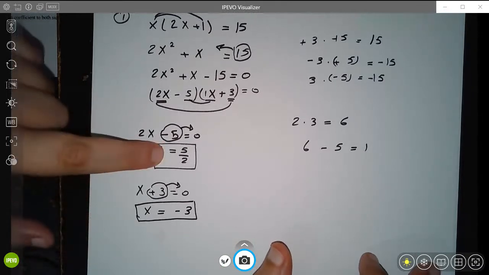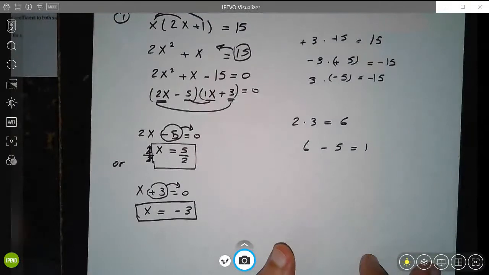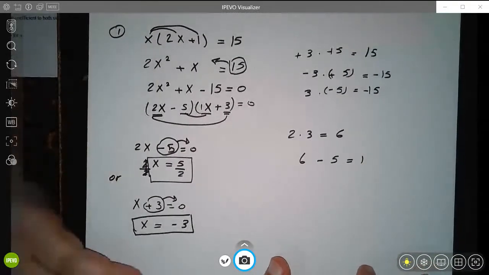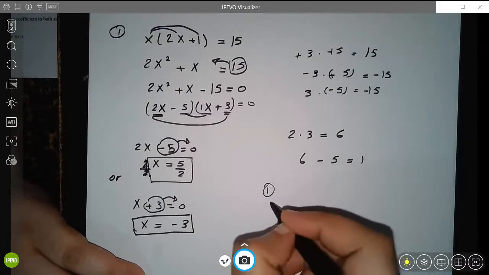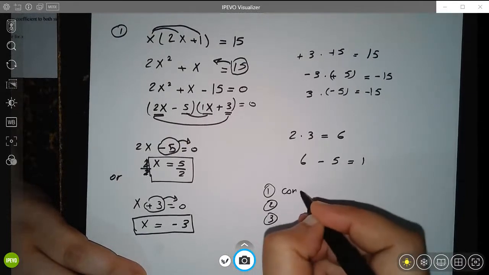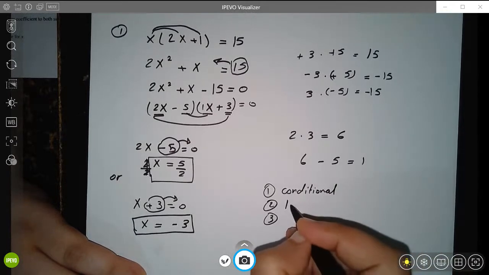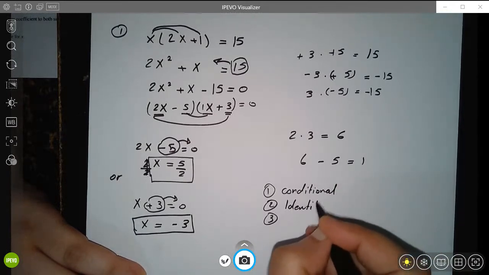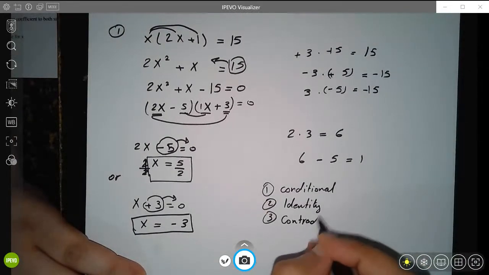So which one's the answer? Is it 2.5 or negative 3? It's both. Now, I want you to notice something. Do you remember the types of equation I told you guys about? We said we had 3, right? There was conditional, identity, and contradiction.